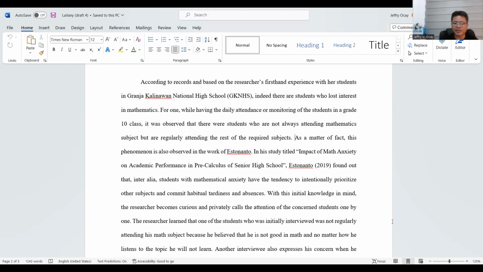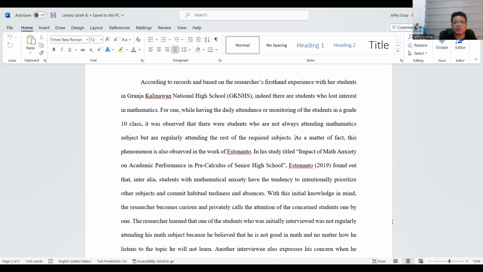that, among others, or inter alia, students with mathematical anxiety have the tendency to intentionally prioritize other subjects and commit habitual tardiness and absences. With this initial knowledge in mind, the researcher becomes curious and privately calls the attention of the concerned students one by one. The researcher learned that one of the students who was initially interviewed was not regularly attending his math subject because he believed that he is not good in math, and no matter how he listens to the topic, he will not learn.